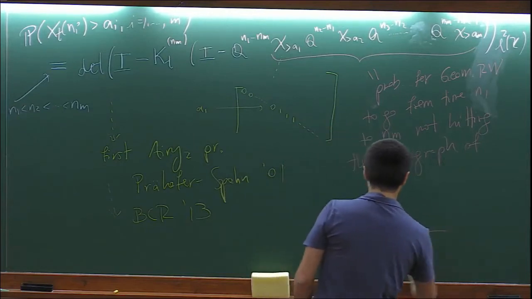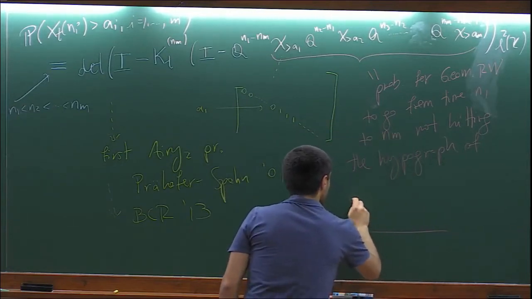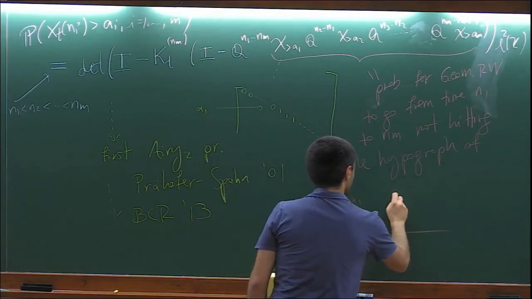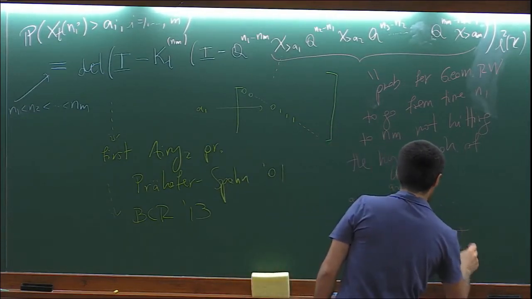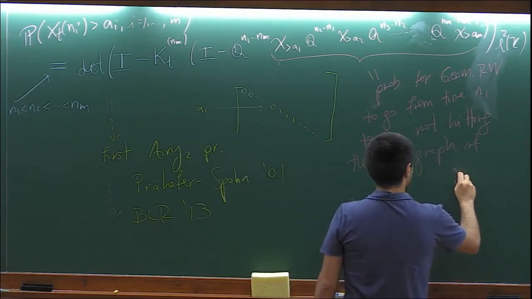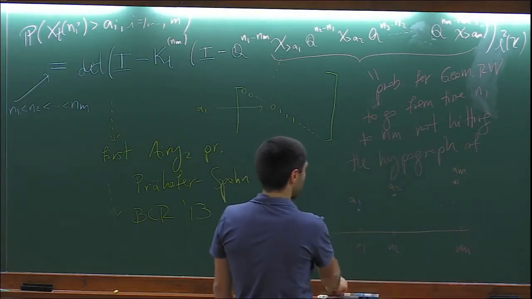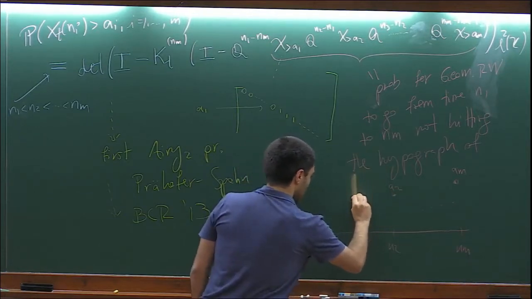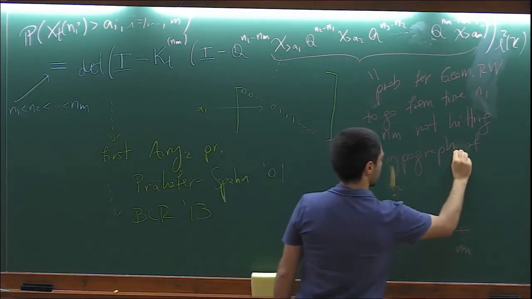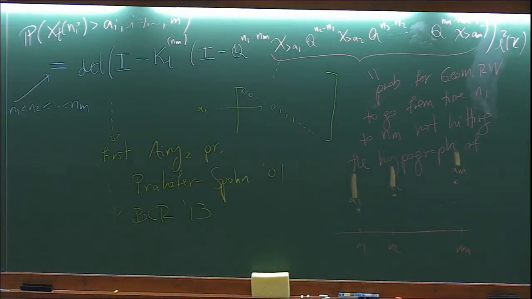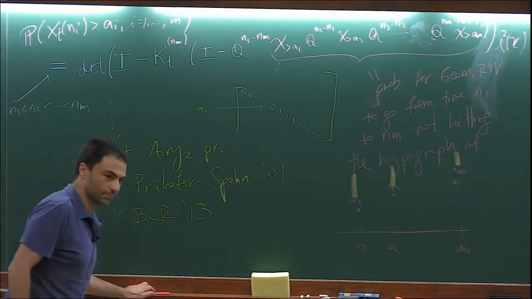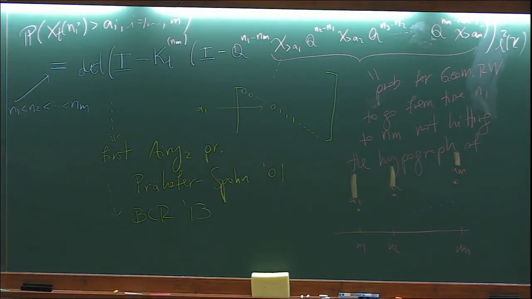of this curve. So at time n1, I have a1, at time n2, I have a2, and at time nm, I have am. And so the hypograph that I'm looking at is really this. And then on the other times, I can do whatever I want. I just do this transition. Okay. So is this clear?